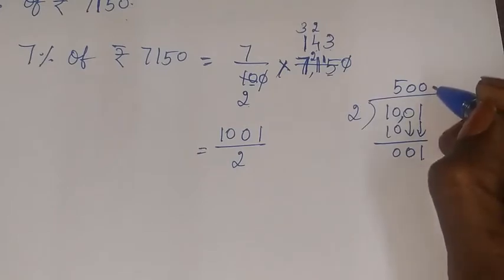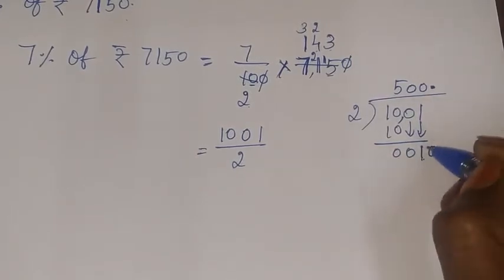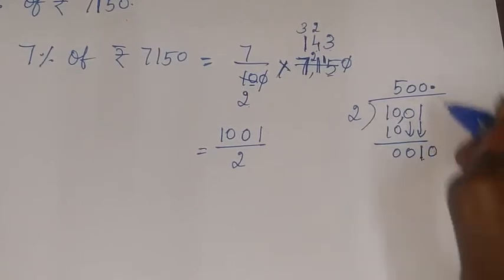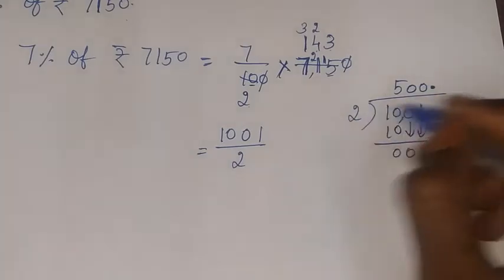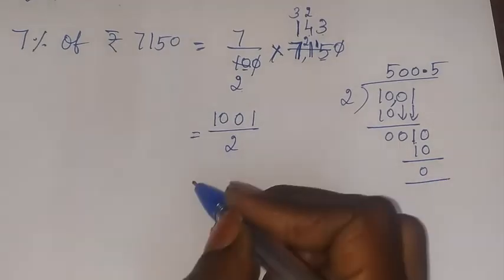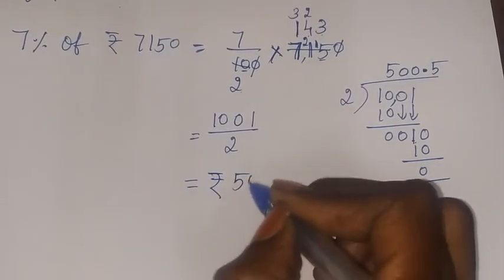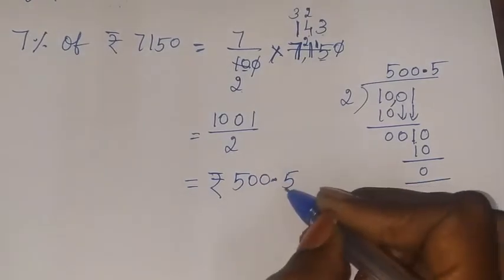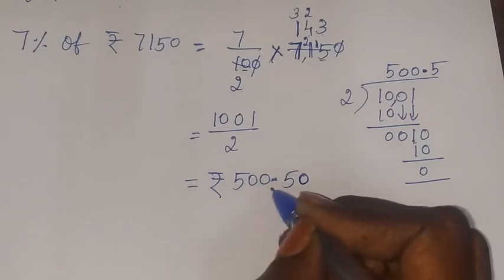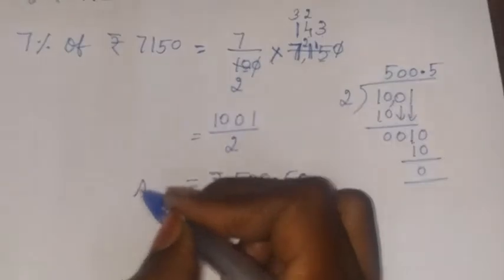Then we want still more numbers, so put a decimal point and add a 0. For this one what we brought down, we put a 0, and as we want a 0, we are putting a decimal point and adding a 0. Now 2 5s are 10. When we subtract, it's 0. So here it's rupees 500.5. As it is paise, we can add one more 0. We want 2 digits for paise, right? So rupees 500.50. So 500 rupees 50 paise. This is the required answer.